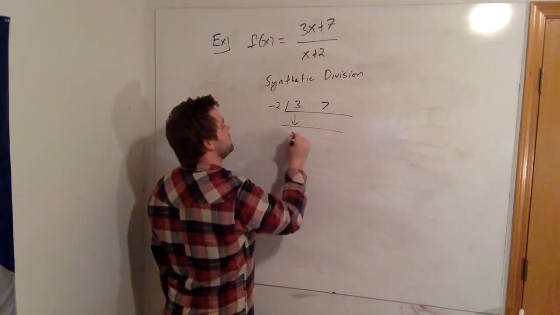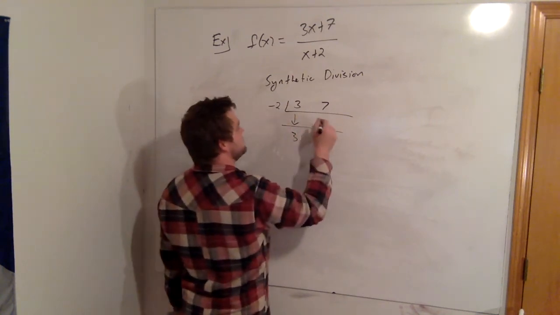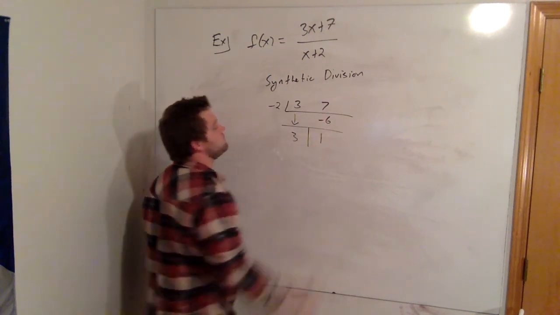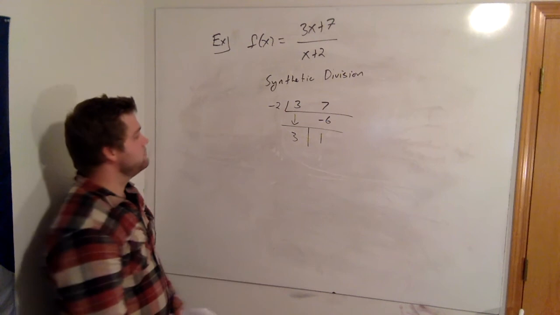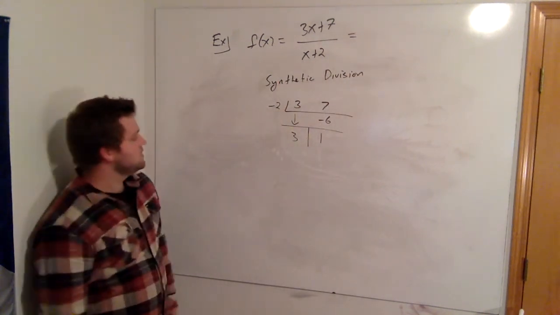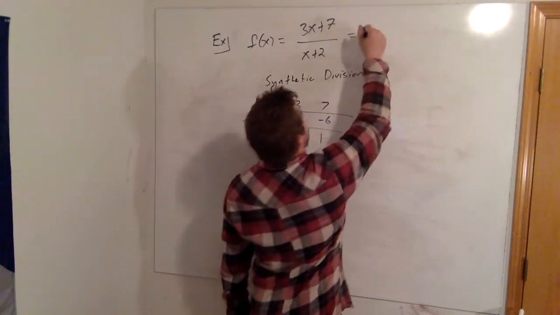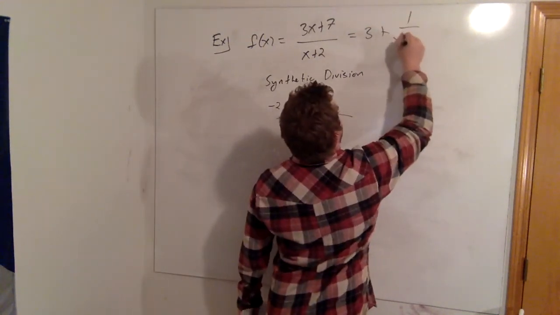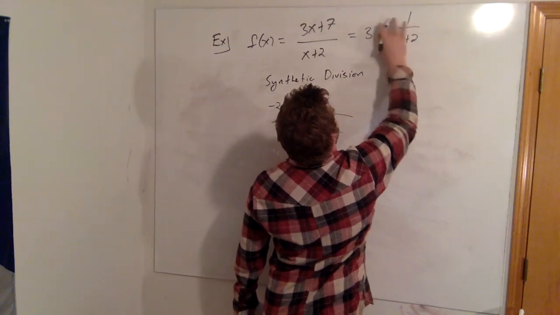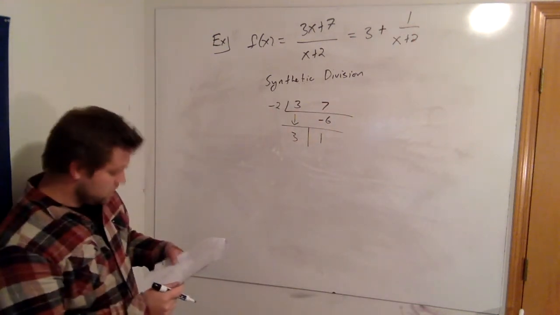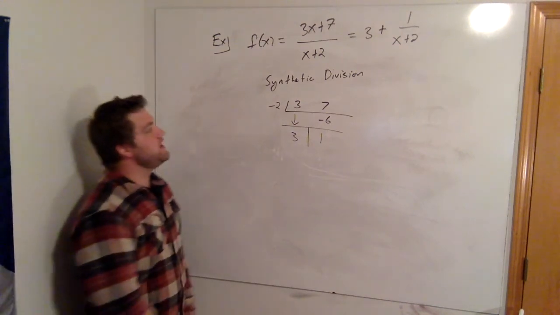Okay, so we'll drop down the 3. Negative 2 times 3, what is that? Negative 6. Okay, 7 plus negative 6 is a 1. So we're finished. This polynomial is the same thing when I divide it. It's going to be our quotient, the 3, plus I have a 1 all over my x plus 2. So this is another way to write this.